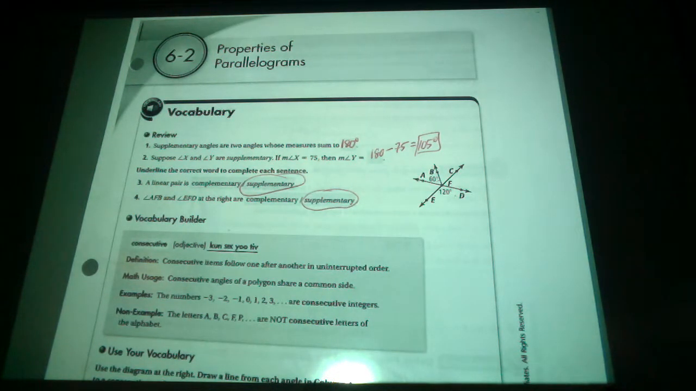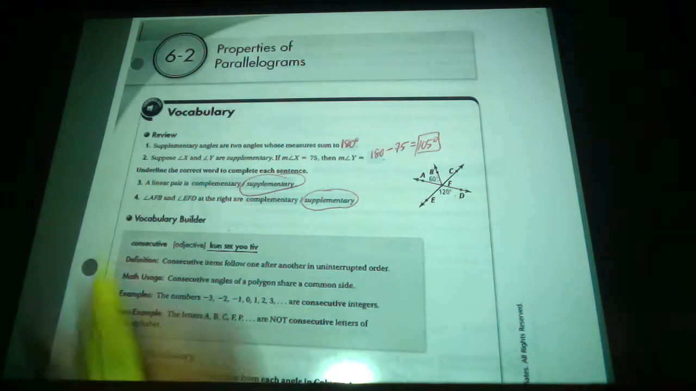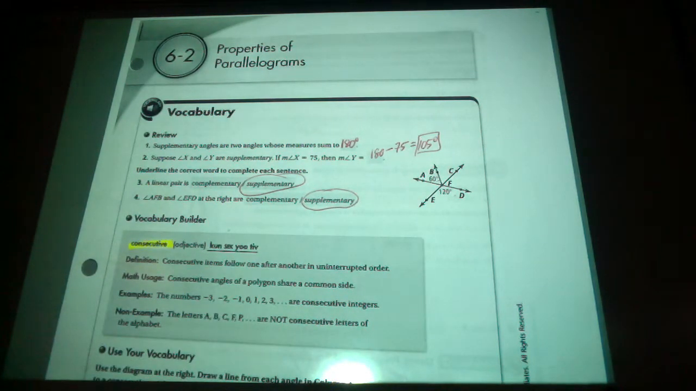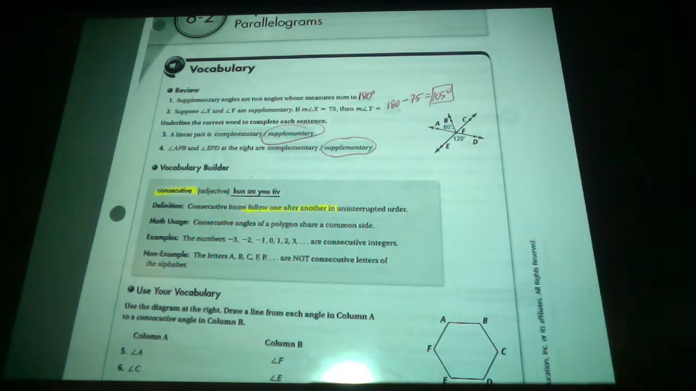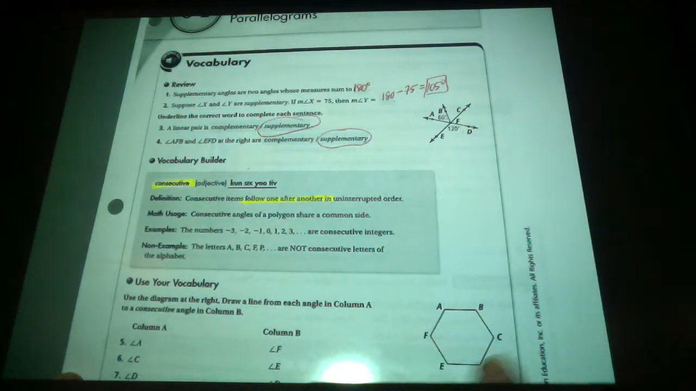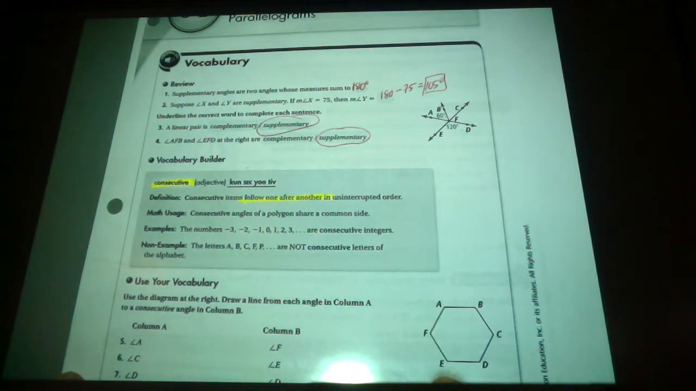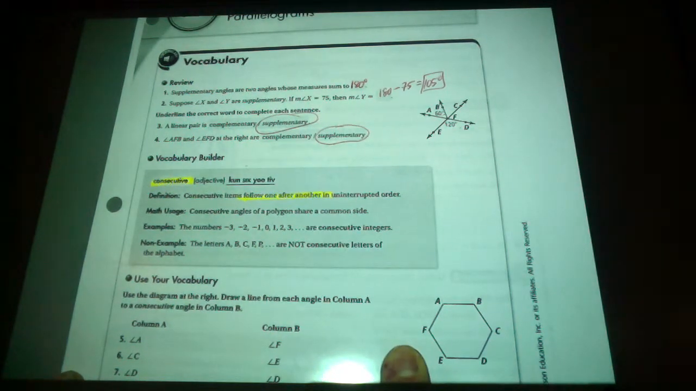All right, so then we have some vocabulary we're going to use today. And today's big vocabulary word is consecutive. So consecutive angles, consecutive things are one right after the other in uninterrupted order. So on a polygon, consecutive angles, you can go clockwise or counterclockwise to find them. So like A and B are consecutive, B and C are consecutive, or A and F are consecutive. But A and E are not consecutive because they're interrupted.